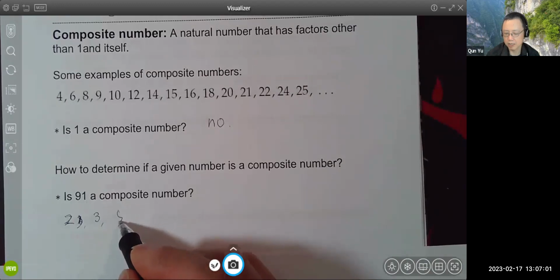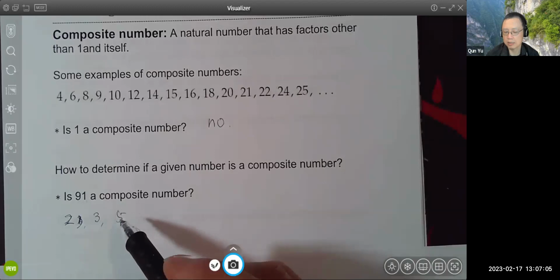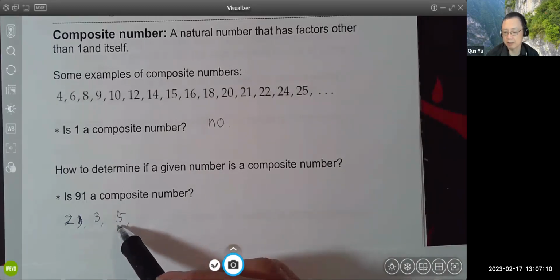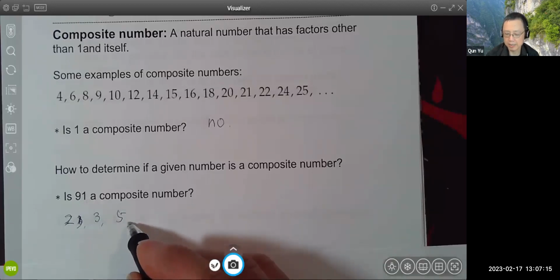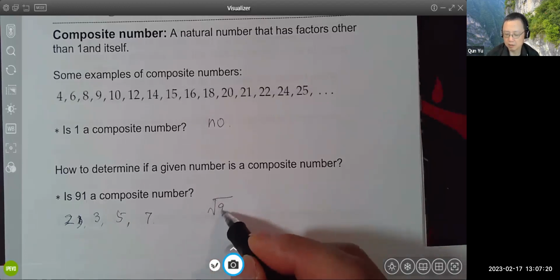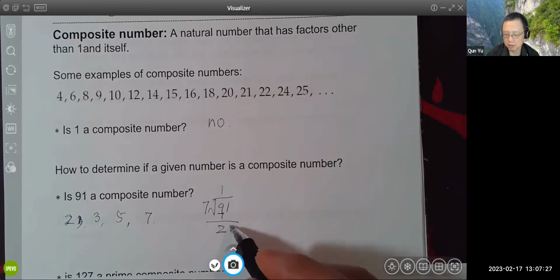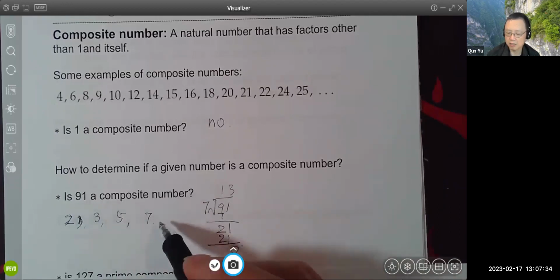Next prime number, 5. This one is easy to do. We know only those numbers ending with either 0 or 5 can be divided by 5, right? So this one cannot be divided by 5. Next prime number is 7. If we try 7, 91 divided by 7: 7 goes into 9 once, remainder is 2, bring down another digit, 3 times 7 equals 21, divided evenly. So 91 can be divided by 7.